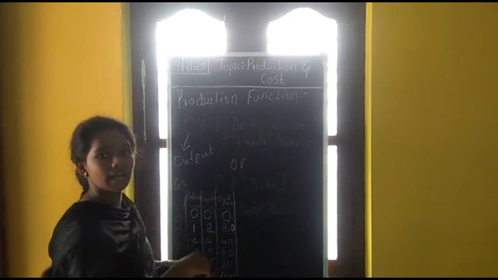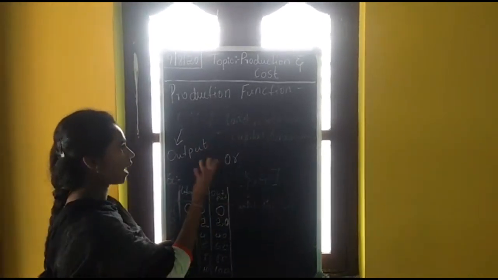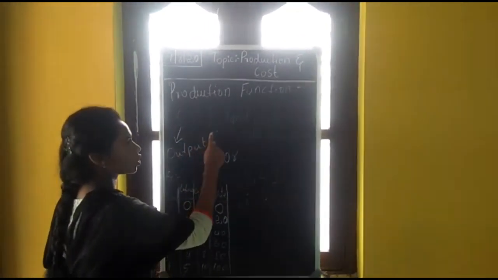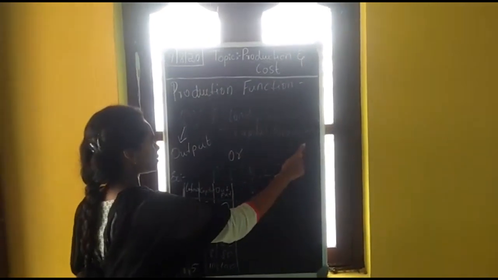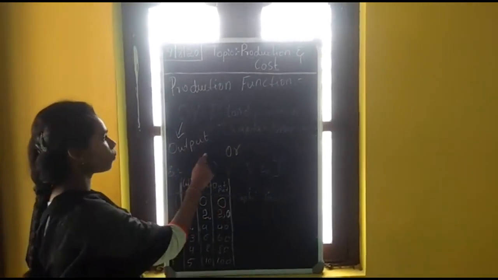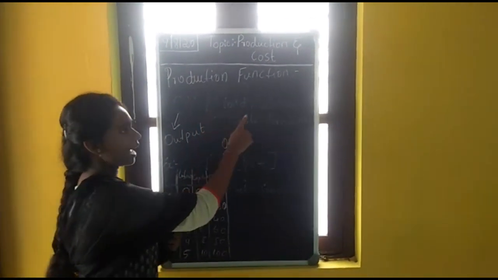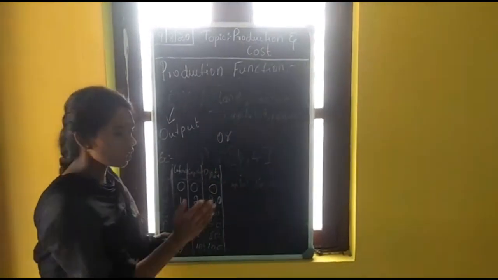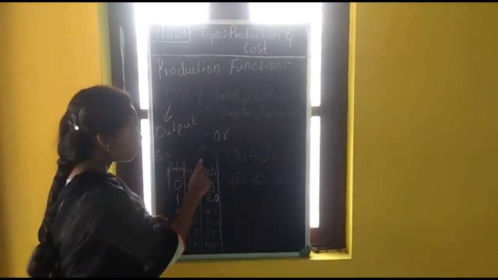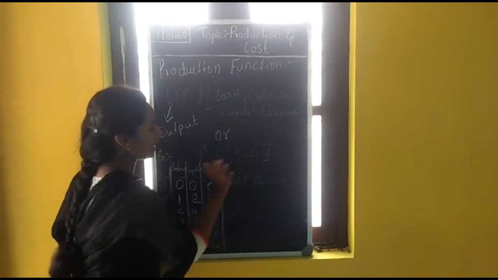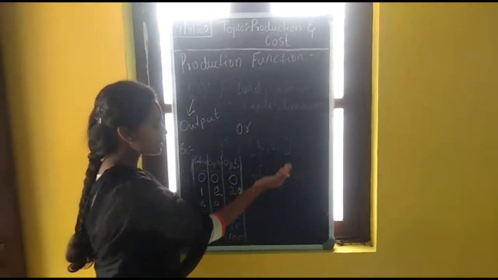Production function. In production function we have an equation: Q = f(land, labor, capital and organization). So what is Q? Q is output. It is a function of land, labor, capital and organization. Here we have another equation: production function of K and L. K is nothing but capital, L is nothing but labor.